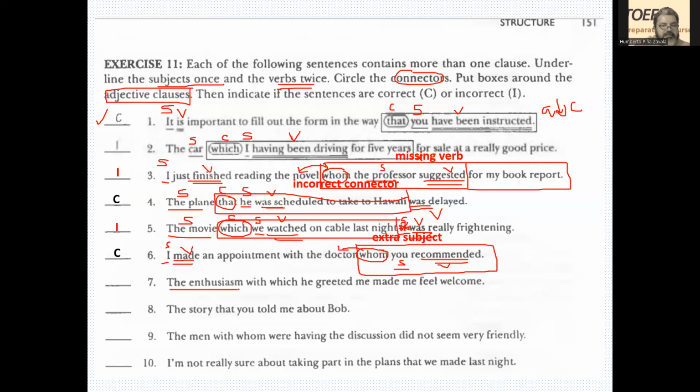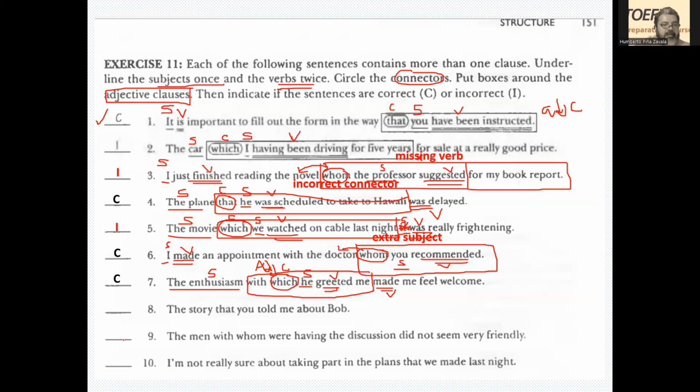The enthusiasm with which he greeted me made me feel welcome. Right? So the enthusiasm made me feel welcome. What enthusiasm are you talking about? The enthusiasm with which he greeted me. Oh, okay. So we have the adjective clause here describing the enthusiasm.